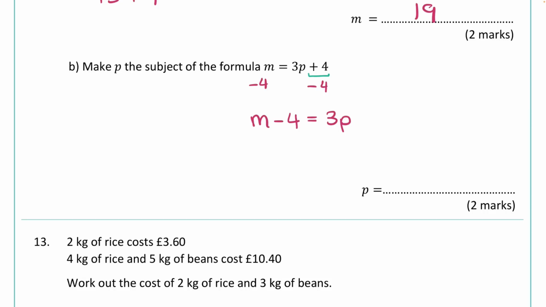So to do that, we're going to need to divide by 3. And as we have an expression on the left-hand side there, when we do divide by 3, we'll just write it all over 3 using a fraction line, and that is equal to p. So it doesn't matter that equals p is on the right, we'll just swap it over, and it's m minus 4 over 3, which is what p is equal to. And there we go, that is making p the subject.